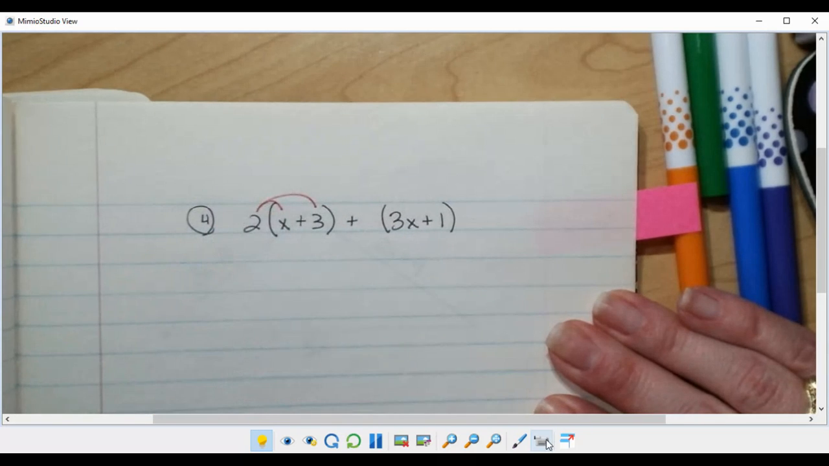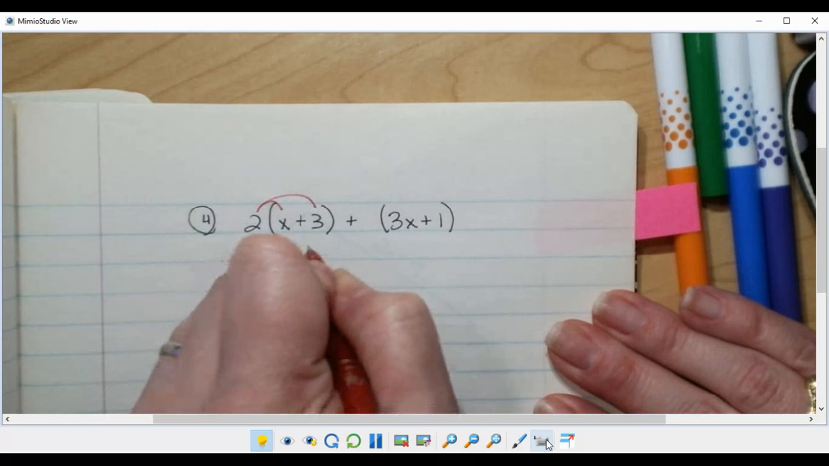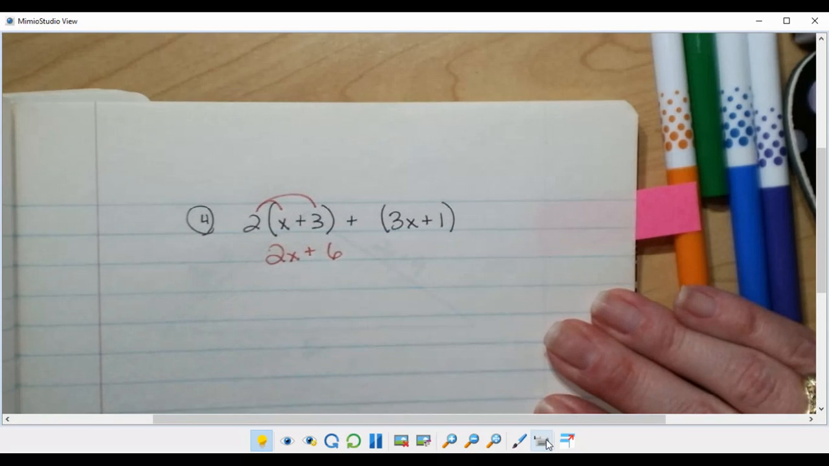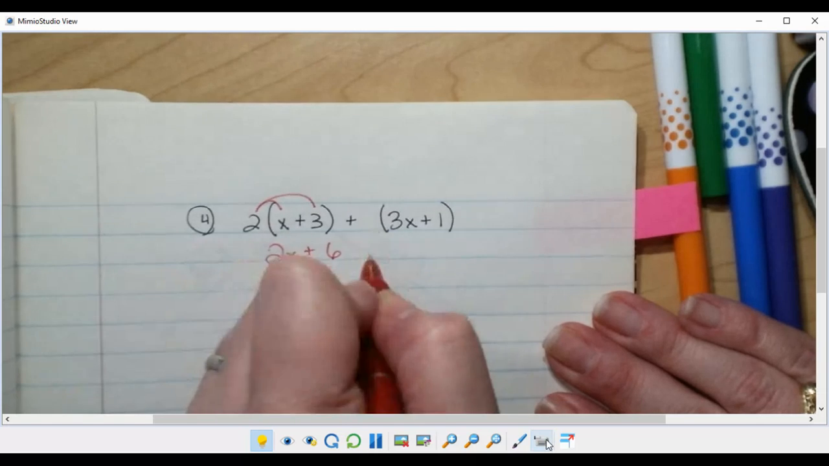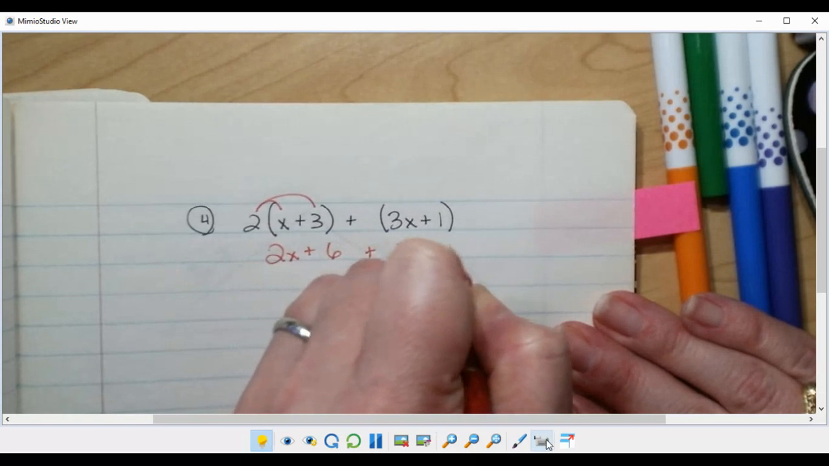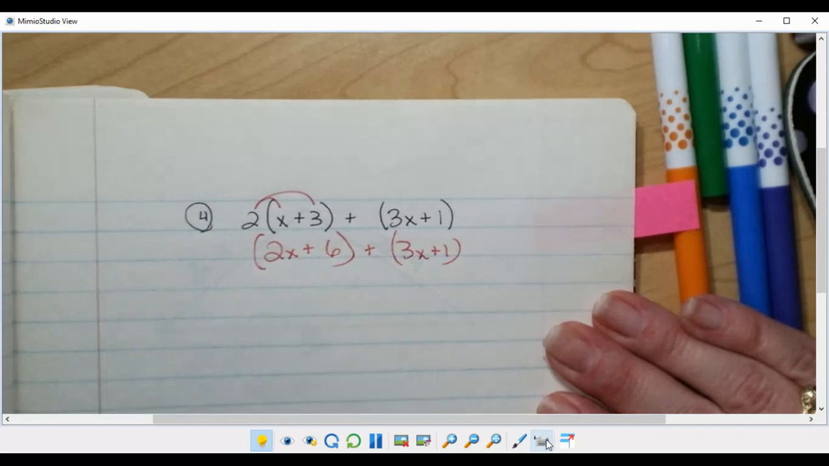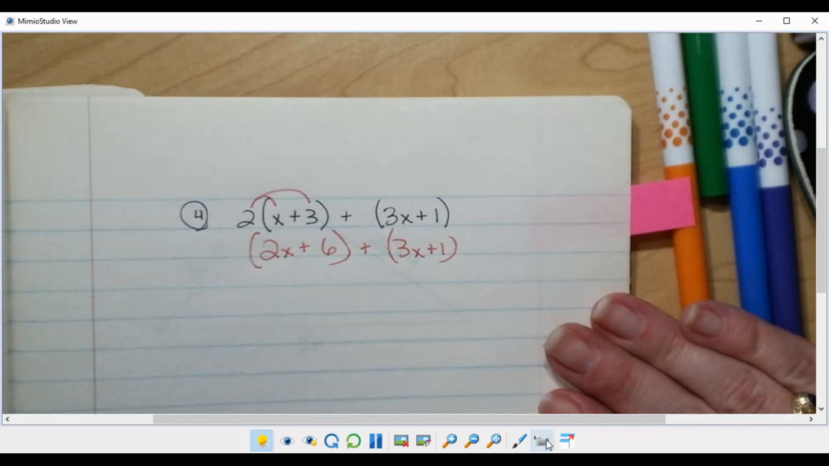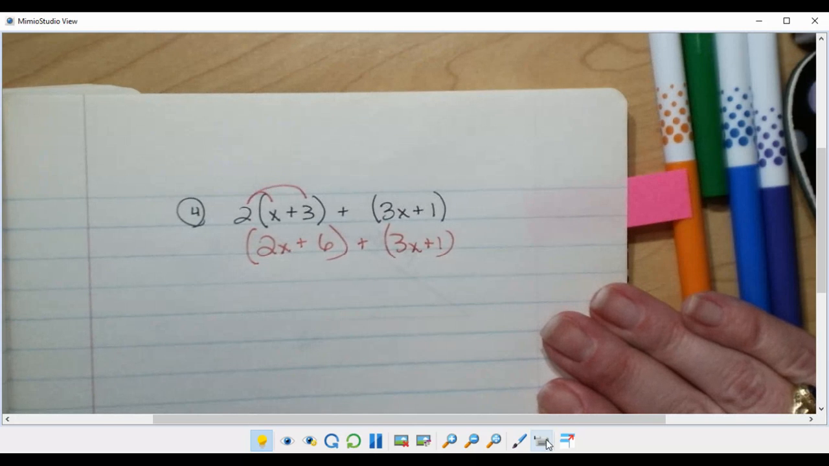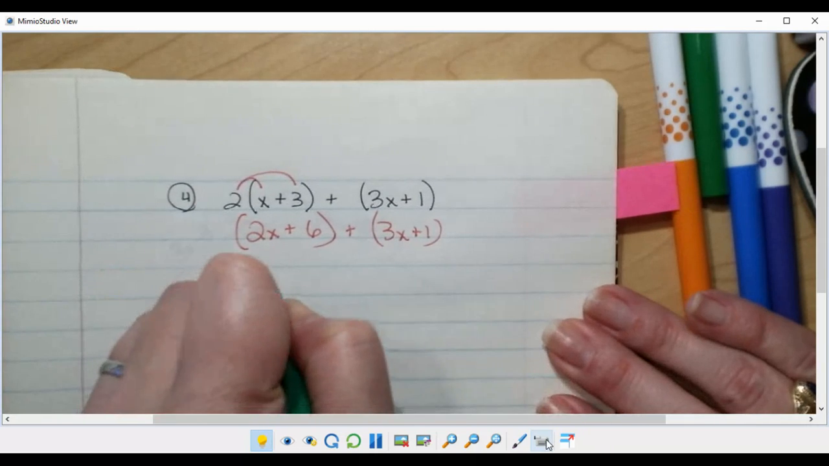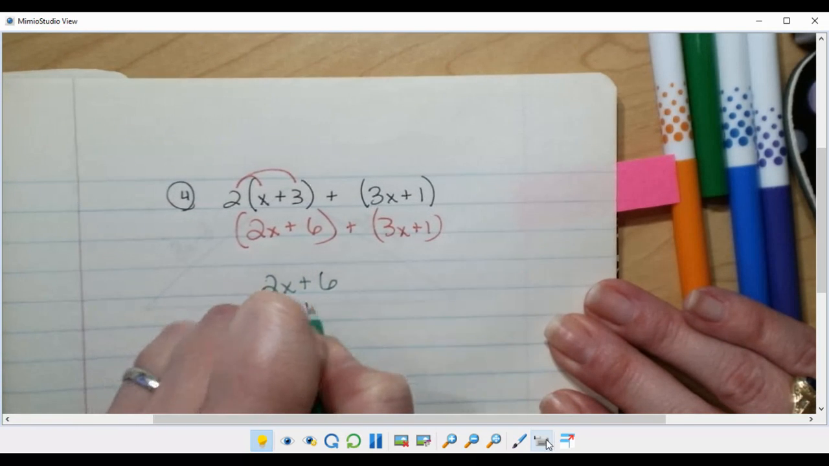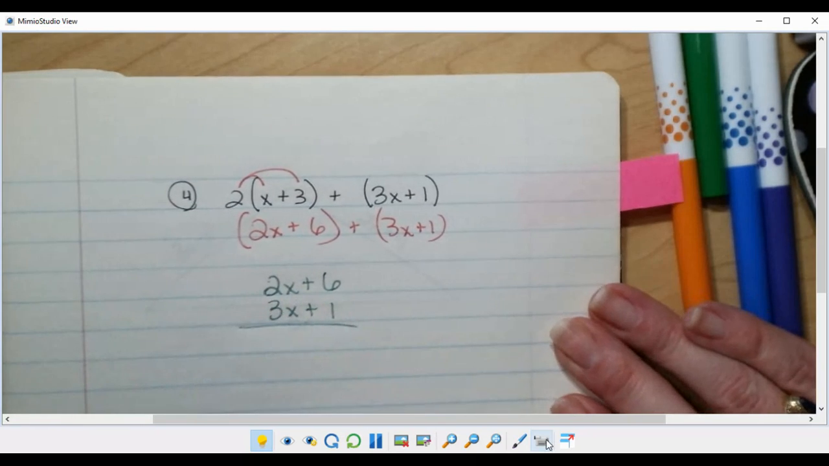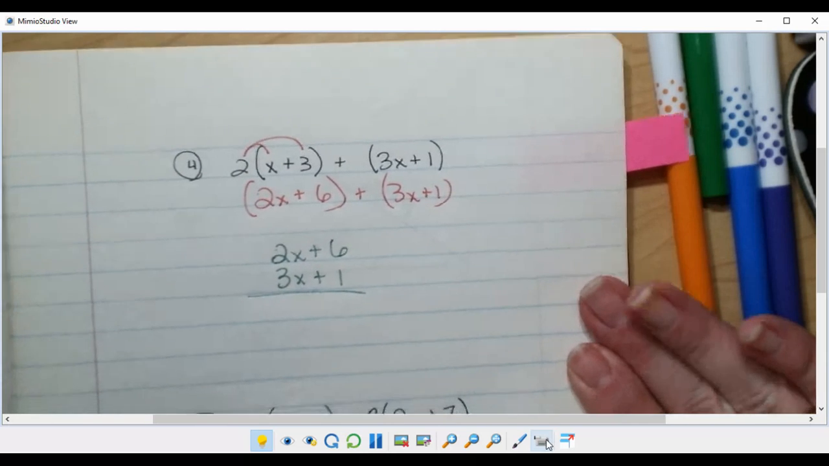We'll give out that 2. We turn it into 2x plus 6. Make sure you multiply that second term. And then the second part stays the same. You put the parentheses to group them or not. Totally up to you. Now I'm ready to stack them. I'm going to switch colors for this. So 2x plus 6 and 3x plus 1. Lucky us, there's no negatives in sight. This is an easy one.